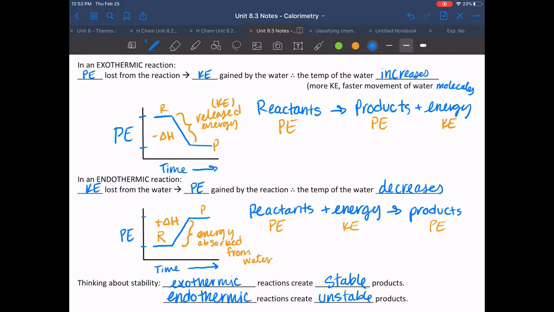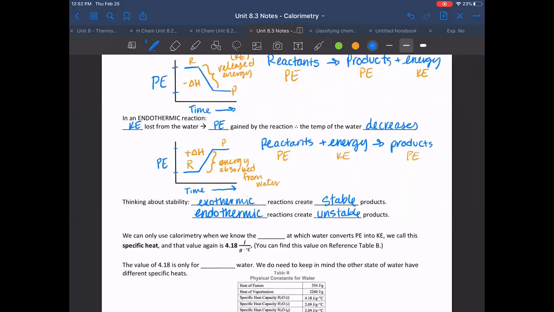Any questions about that concept? Coolio.